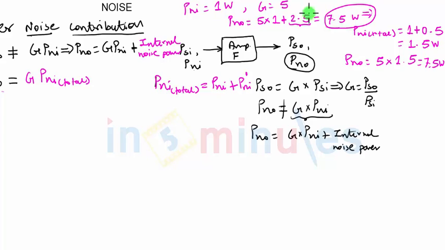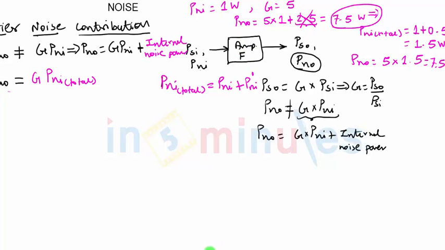So what are we doing here? Instead of mentioning the internal noise power of the amplifier separately, we are taking its effect on the input of the amplifier. You can see I'm not taking 2.5 directly on the input. I'm taking 0.5 on the input because 0.5 will be multiplied by the power gain of 5 and will become 2.5, which will be added by the amplifier otherwise.